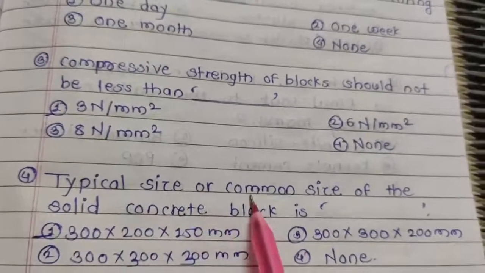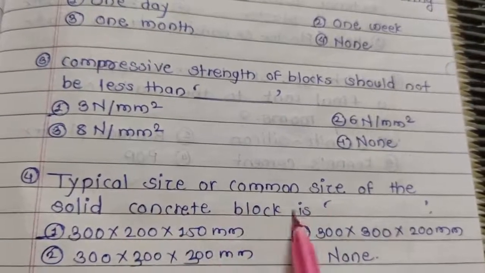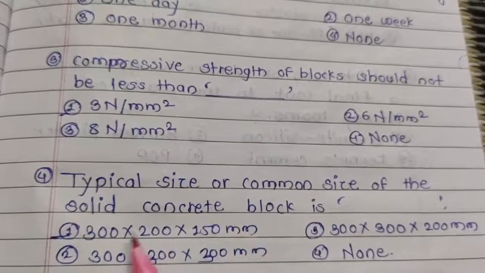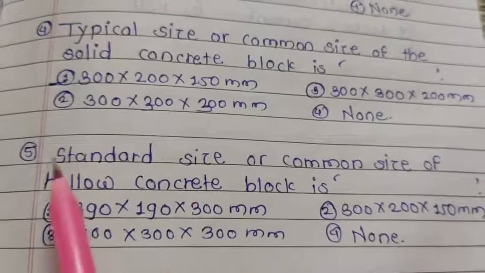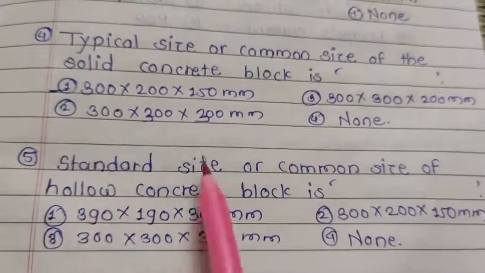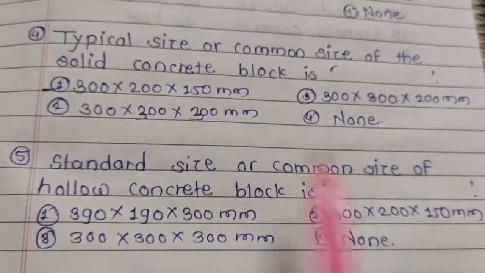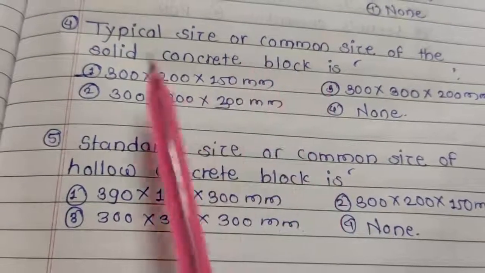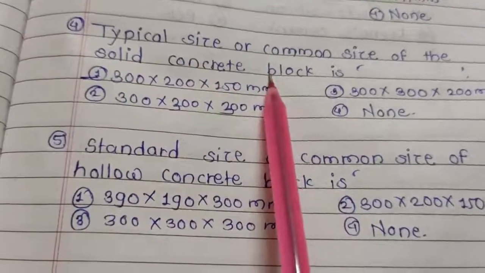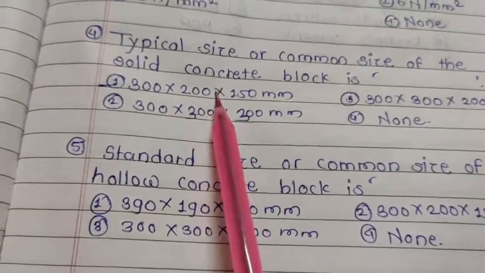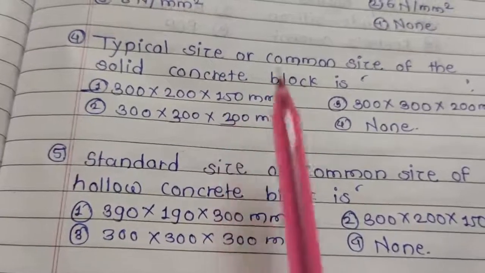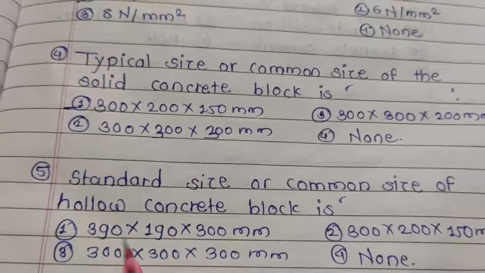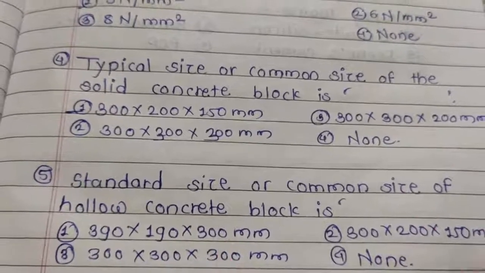Typical size or common size of the solid concrete block is 300 into 200 into 150 mm. When the question is standard size or common size of a hollow concrete block, solid concrete block is 300 into 200 into 150 mm, whereas hollow concrete block is 390 into 190 into 300 mm.